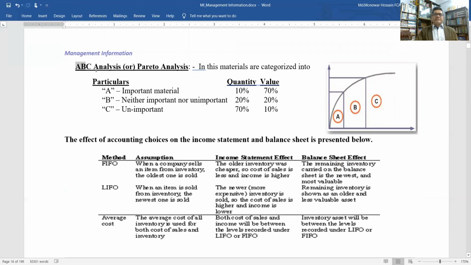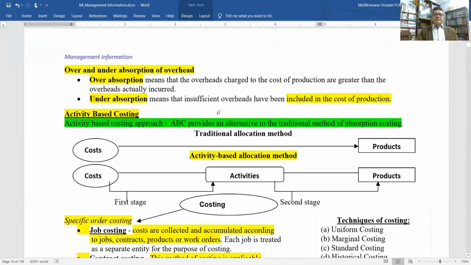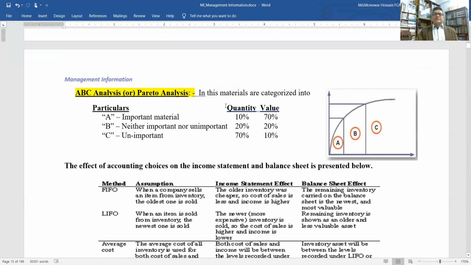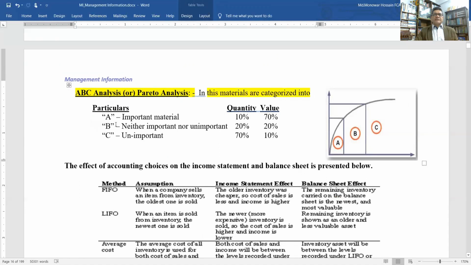One thing, ABC analysis, it is inventory analysis. Look, this ABC, activity-based costing, is a costing method, but this ABC is a system for inventory. The materials are categorized into A, B, C. A means important material, B neither important nor unimportant, C least important. If you see here, look, in A the quantity is low but the value is high. This is the A category's item.